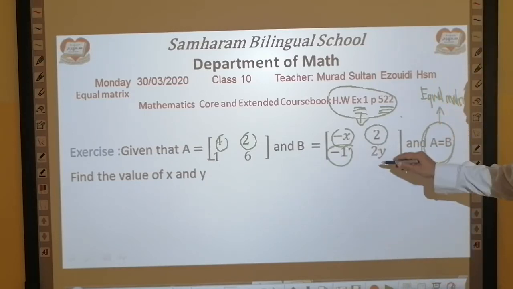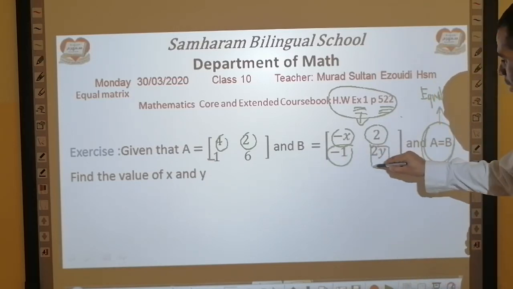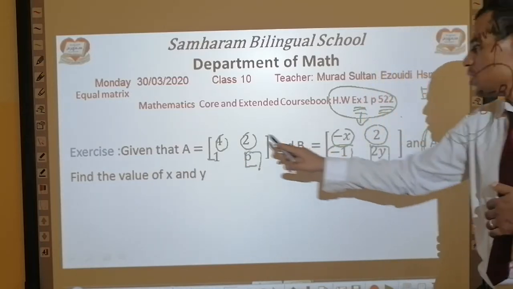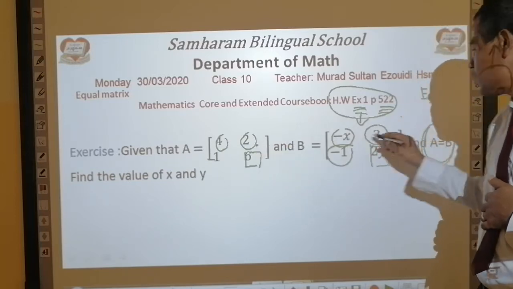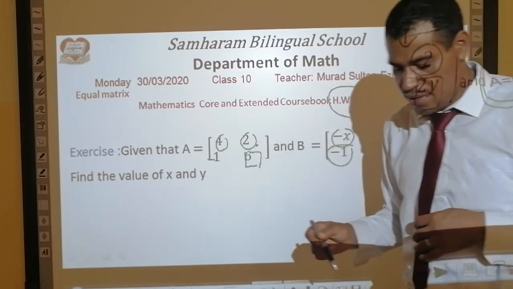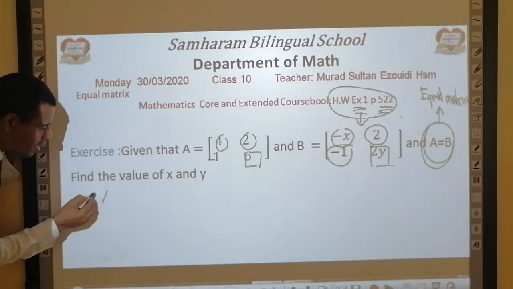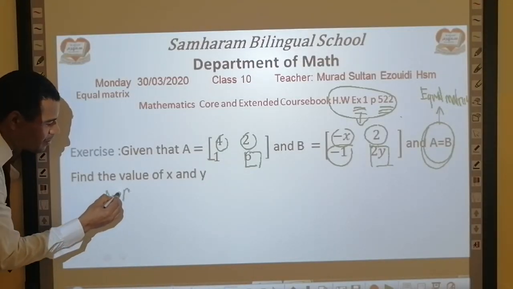So then 2y equals 6. Negative 1 equals negative 1. 4 equals negative x. 2 equals 2. So both matrices are equal. I should find the value of x. Okay, look. I will answer: A equal B means what?